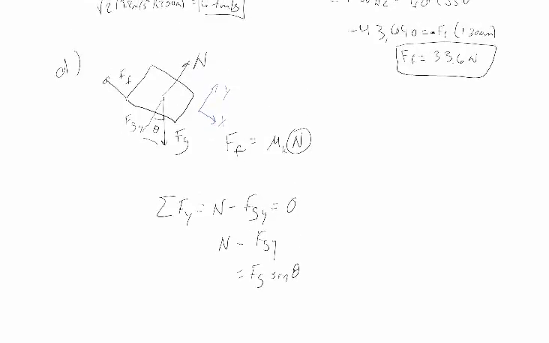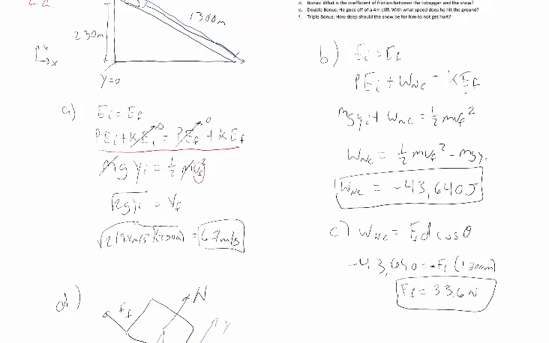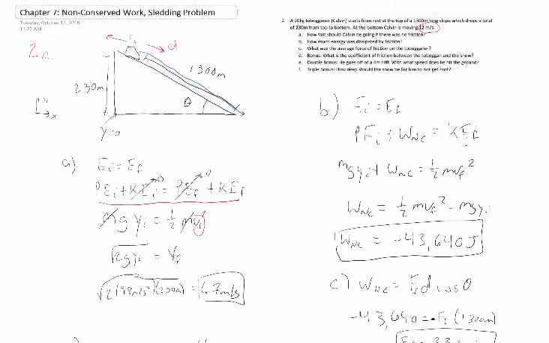Now we don't actually know what that angle is, but the angle is just the angle of this slope. We can actually find the angle of that slope by doing a little aside, which is that if I look at the sine of that angle, sine of theta, that's just equal to 230 divided by 1300 meters. So I can actually find theta, and that turns out to be 10.2 degrees.